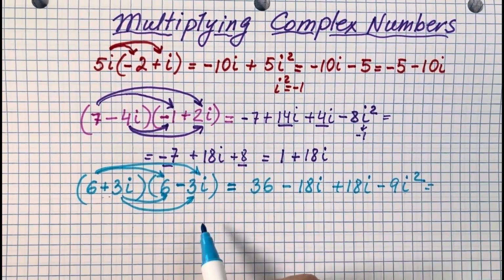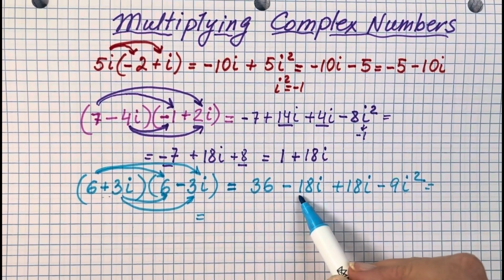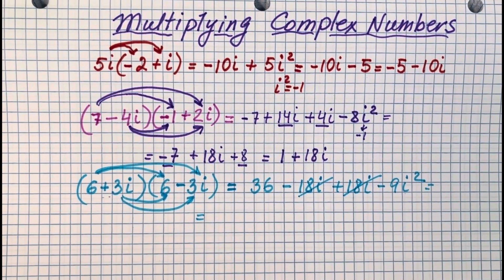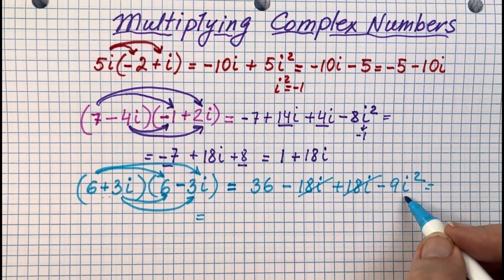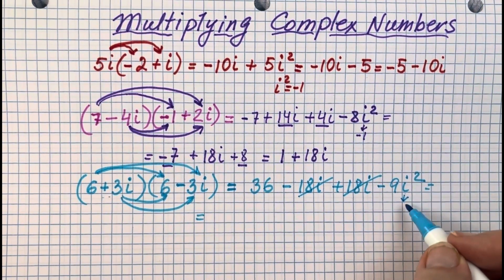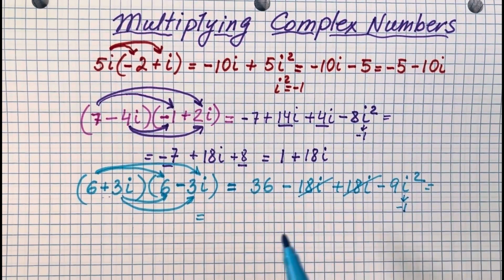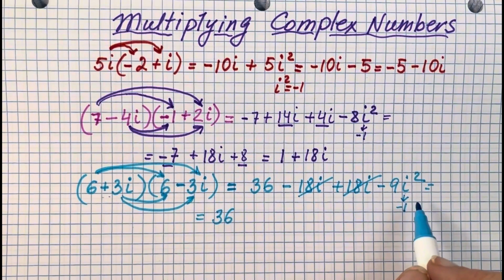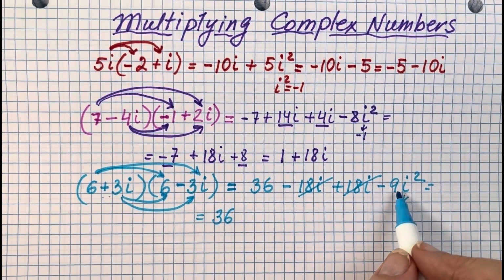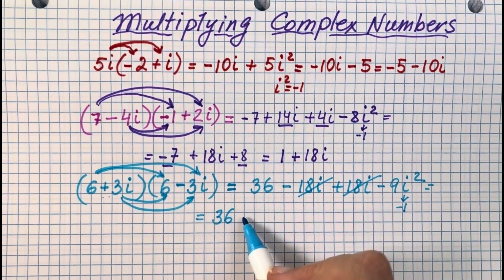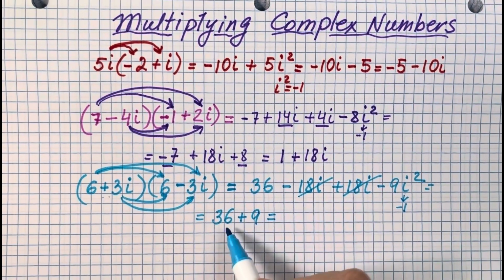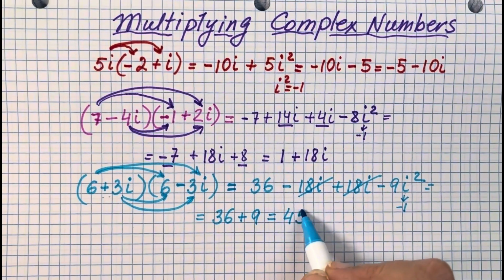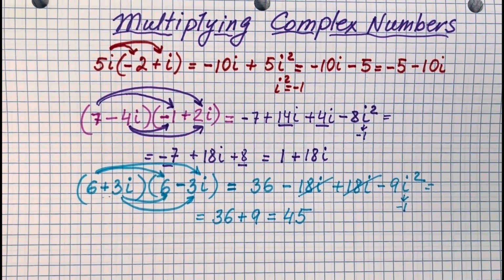We're going to continue. As we see, those parts with negative 18i and 18i cancel out. And pay attention again that i squared equals negative 1. So what we have finally, 36. And that negative 9 times negative 1 gives us positive 9. And the final answer, we have 45. As you see, we have a real number.